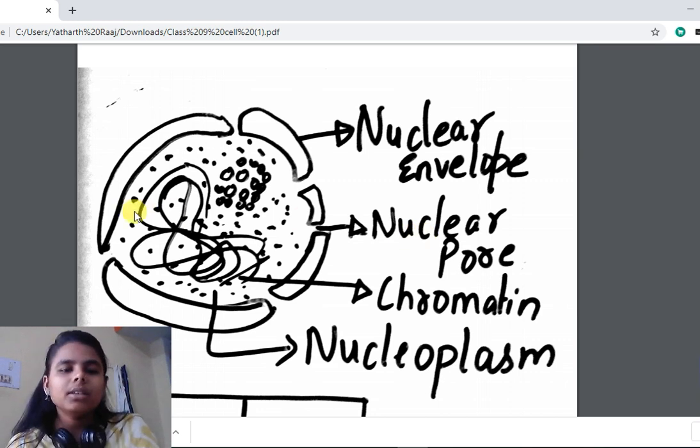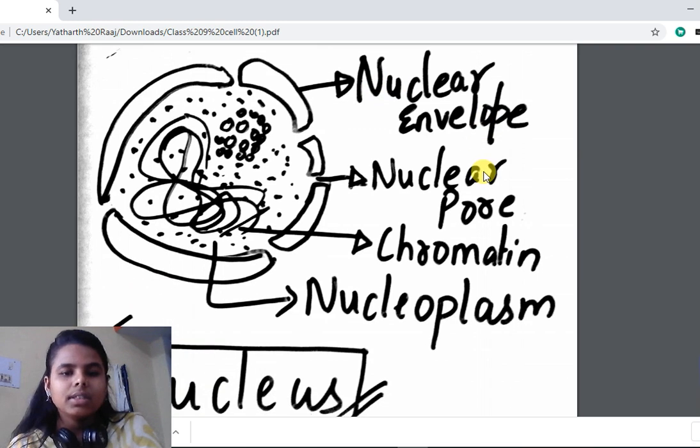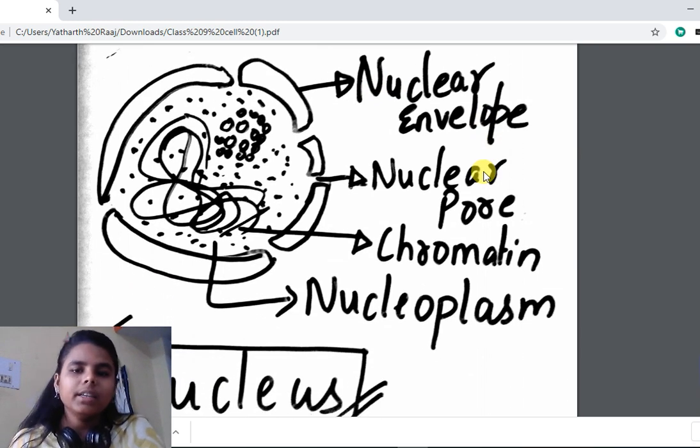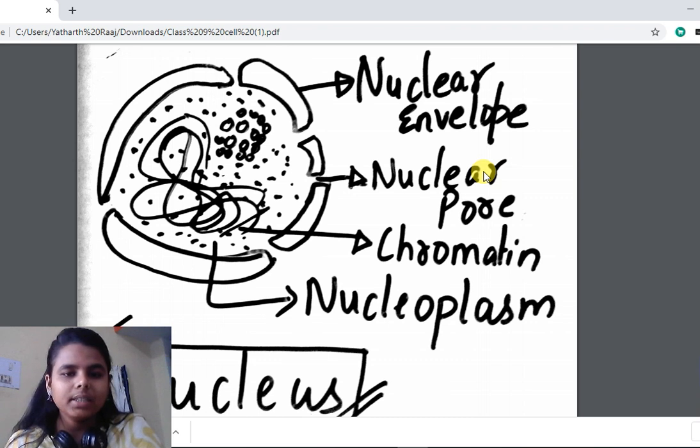The tangled mass of thread-like structure is chromatin. The fluid that is inside the nucleus is called nucleoplasm, and this spherical round granular structure inside the nucleus, which is not bounded by any membrane, is known as nucleolus. Nucleolus is the factory of ribosomes. Ribosomes help in protein synthesis. So this is the nucleus: nuclear envelope, nuclear pore, chromatin, nucleoplasm and nucleolus.